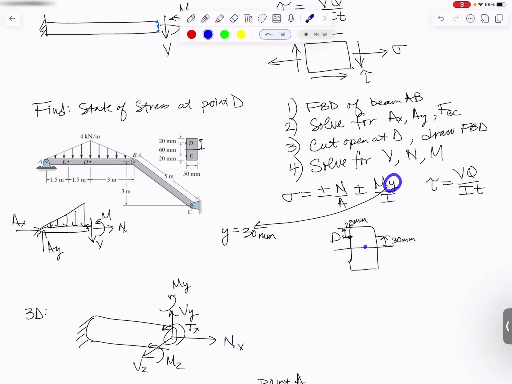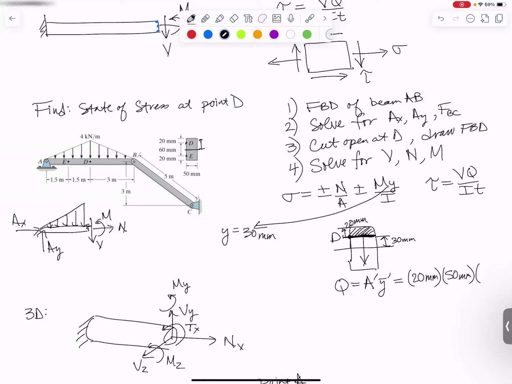So we got to start at the centroid and go up to point D. Now for Q, our shear force is acting in a downward direction. So you want to draw a line right through point D. It's perpendicular to your shear force, and shade one side of it. So when you do that, Q, which is A prime times y bar prime, the A prime will be 20 millimeters times, looks like it's 50 millimeters wide.